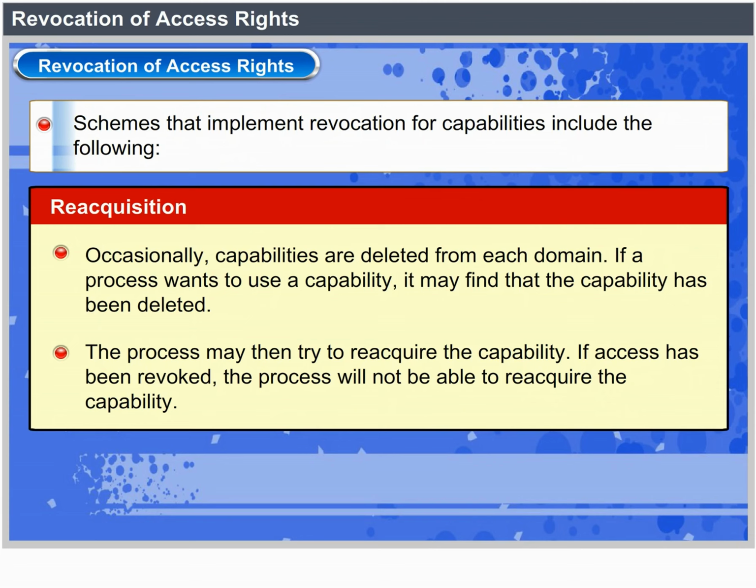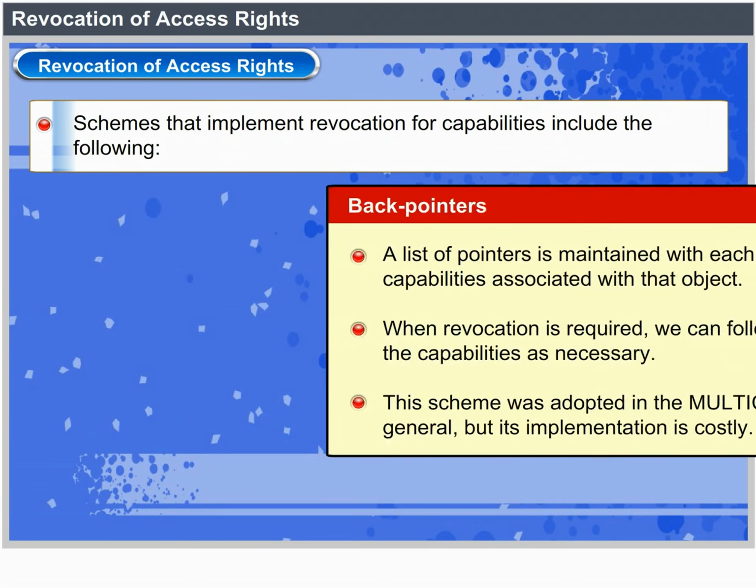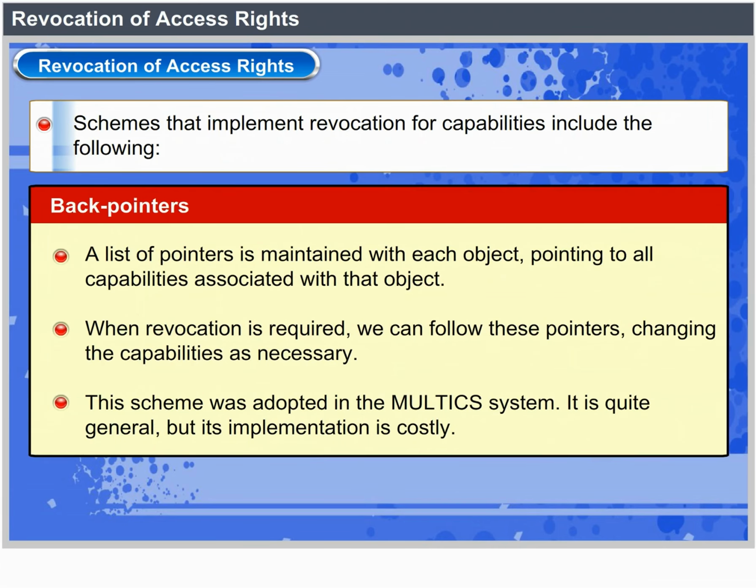Back pointers: a list of pointers is maintained with each object, pointing to all capabilities associated with that object. When revocation is required, we can follow these pointers, changing the capabilities as necessary. This scheme was adopted in the Multics system. It is quite general, but its implementation is costly.